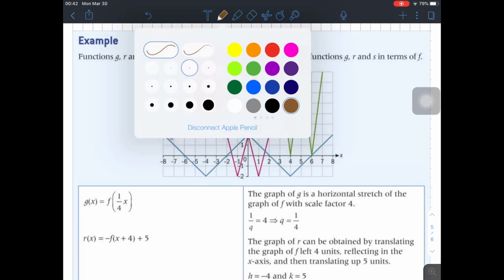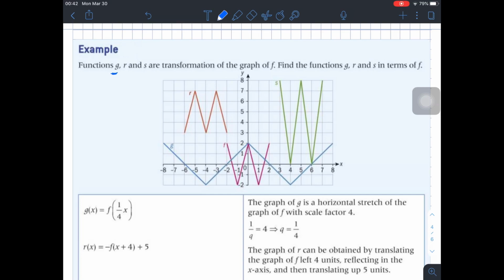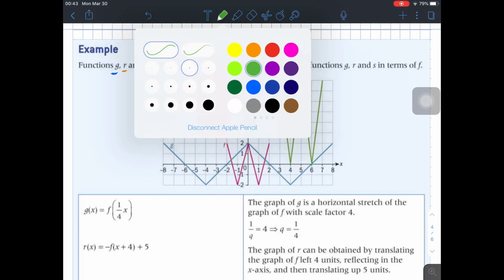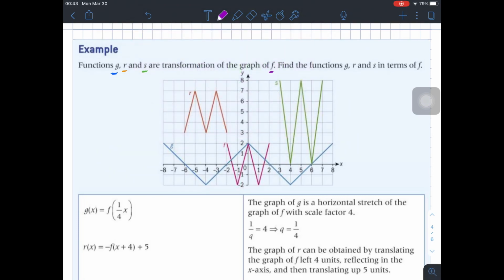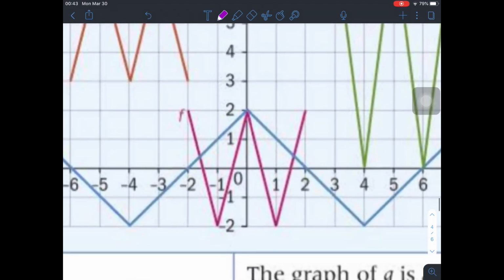It says functions g is the blue one. I'm going to put it with color. G, you see G, blue one. R is the kind of orange one. And S, which is green, are transformations of the graph of f, which is kind of this color. Find the functions g, r, and s in terms of f. So in this case, we only have the graphs of the functions, and we now want to determine what transformations were applied in order to get each of these functions, okay?